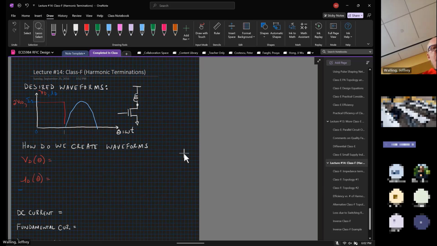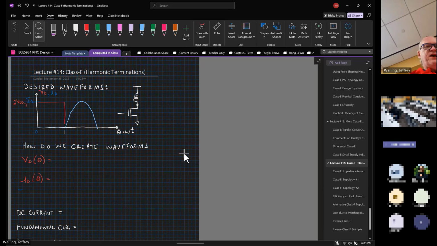The class F was presented by a guy named Matthews in the Marconi Review. I need to dig that paper up. It's actually a hard paper to find. But the concept is still the same. I want to create non-overlapping voltage and current waveforms at the drain of the transistor, because if I do that, that means the transistor dissipates no power. And so, hypothetically, here's a way that I can do that.